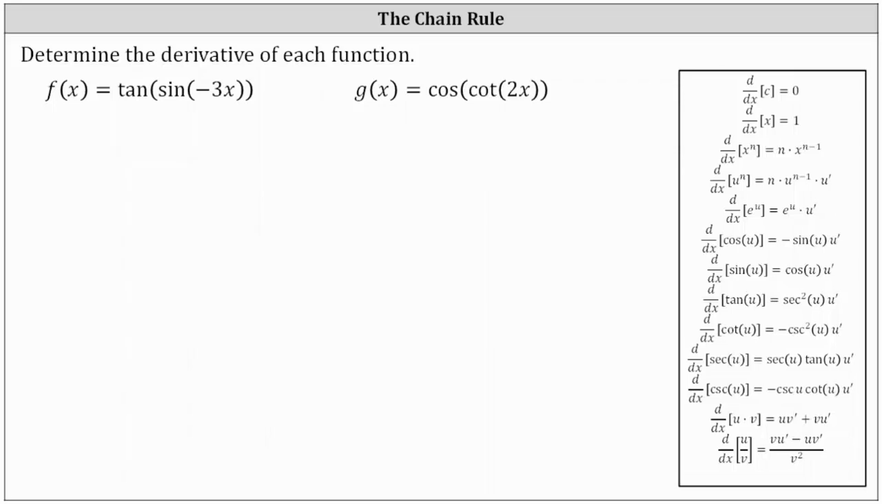We're asked to find the derivative of each function. Let's begin with f of x. We are given f of x equals tangent of sine of negative 3x. Notice here we have a composition of functions.